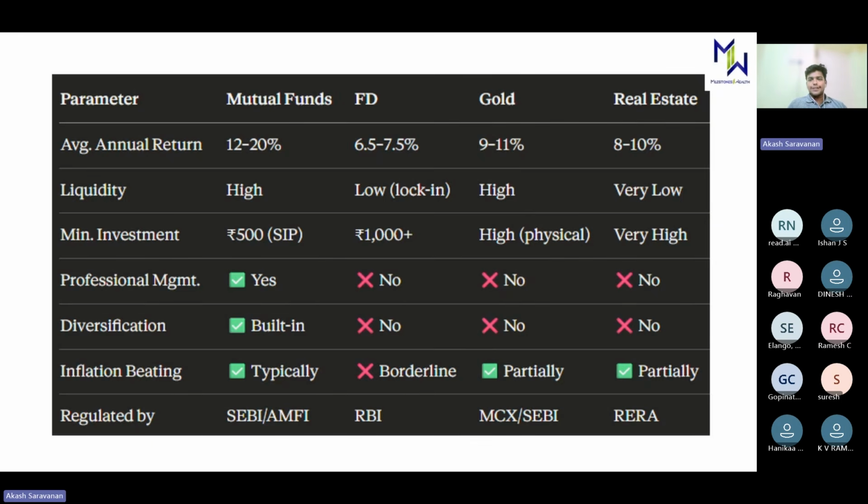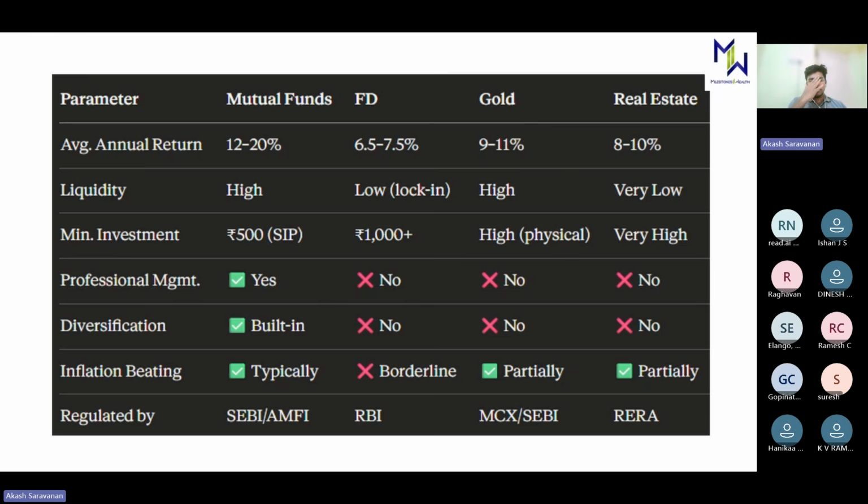So you can diversify across 5 to 6 mutual funds. This is just a summary of the overall things we were discussing. In terms of returns, I think in the slide it's given as 12 to 20, but on average you can expect around 11 to 12% in an equity mutual fund, because that's the returns which Nifty has delivered in the last 30 years.